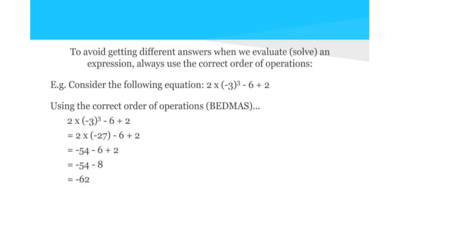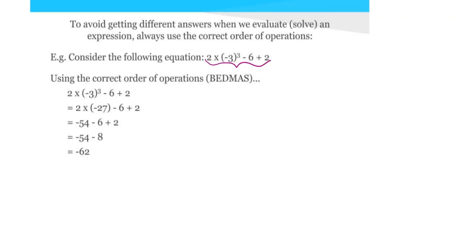Okay, so consider the following equation written out like this. Using the correct order of operations, we can do BEDMAS here. So I'm going to write it out again just to do it on my own. So we got 2 times negative 3 to the power of 3 minus 6 plus 2. According to BEDMAS, what should we do first? Brackets. Yeah, there's nothing really to do inside the brackets, but exponents comes next anyway.